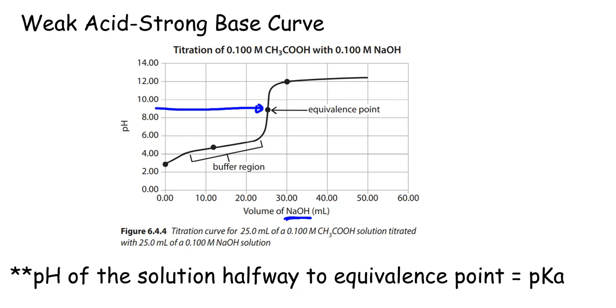When you are looking at this, you're also going to notice that it's not as sharp an incline as the strong acid, strong base curve was. You have this area called the buffer region. Buffers we looked at in chapter 6. Basically, this is where the pH is not changing a whole lot. You're adding more base as you move along here, but the pH is not changing dramatically. This is seen when you have an equilibrium process.